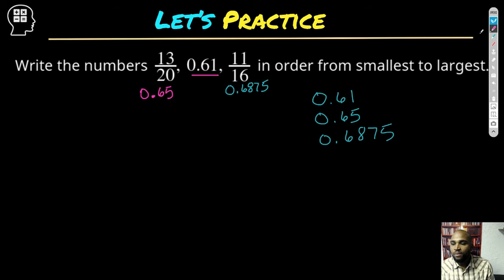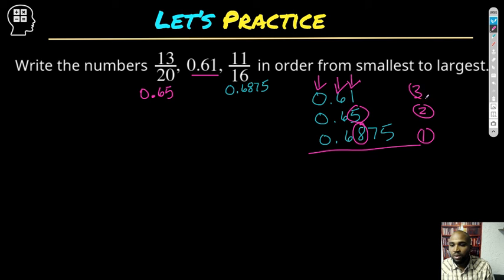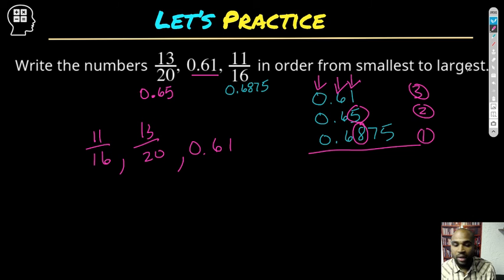Again, we start with the furthest left, which is all zeros, so we can't do anything there. This one is all 6s, so we can't do anything there. And this next one is 1, 5, 8. We just take the biggest number, which is here, 8. So that's going to be in my first place, this is in my second place, and here's my third place. So if I were to order these, 11/16 goes first, and then 13/20, and 0.61. And that's how you order numbers that are decimals and fractions.